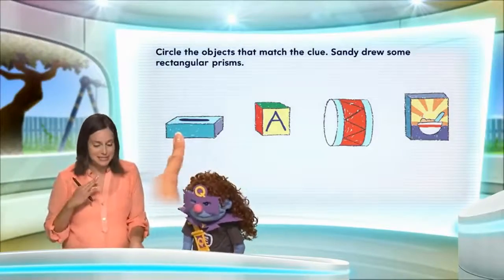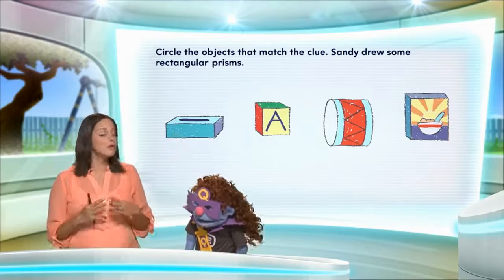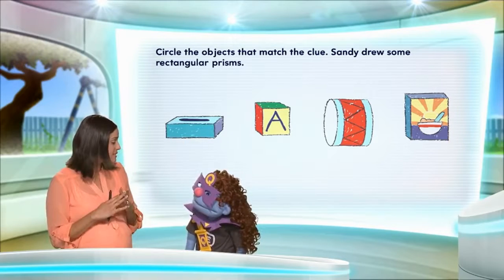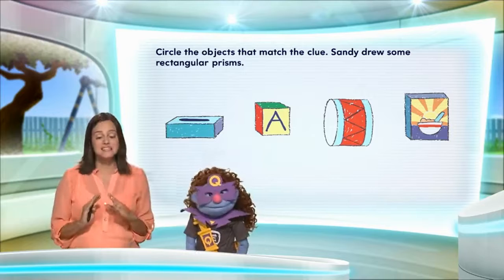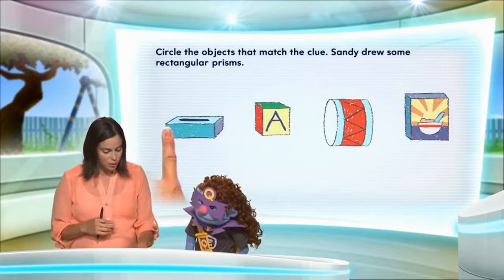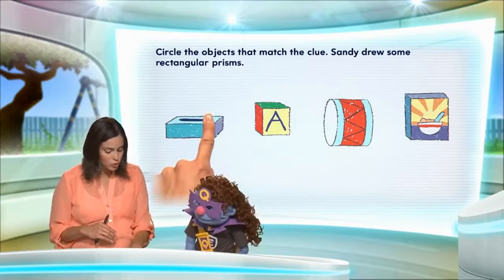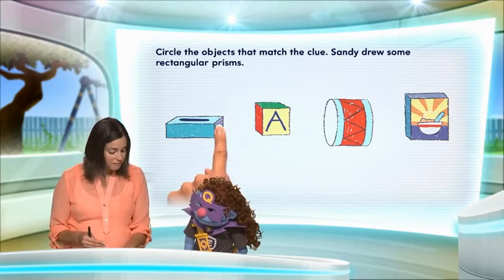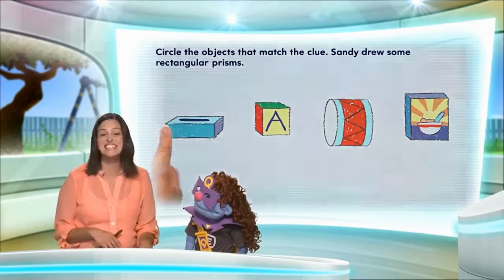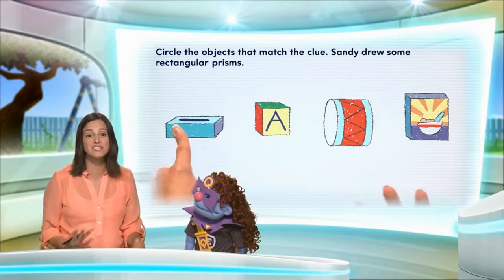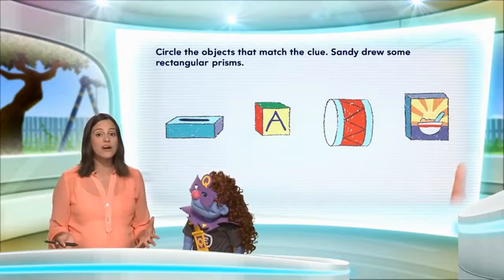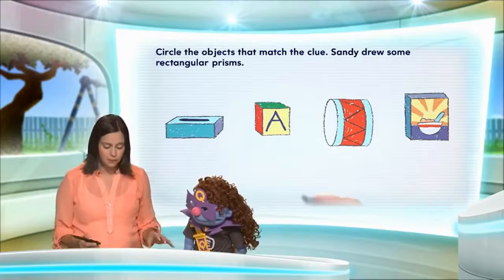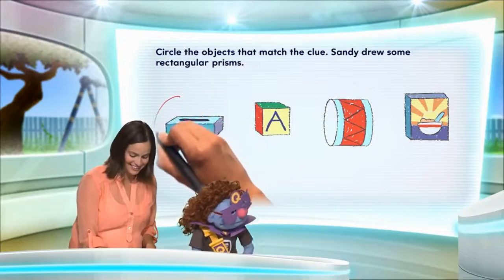First, we have a tissue box. And we want to know, is the tissue box a rectangular prism? Well, let's look at the surfaces. We have 1, 2, the back one, 3, the bottom one, 4, 5, and the other side, 6. And it has 6 flat surfaces. Therefore, the tissue box is a rectangular prism. Let's circle it.